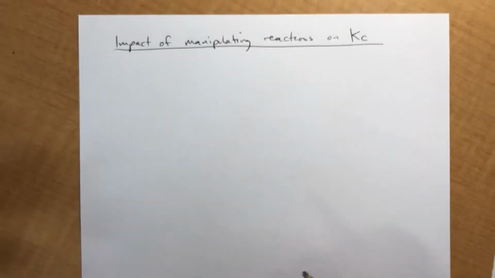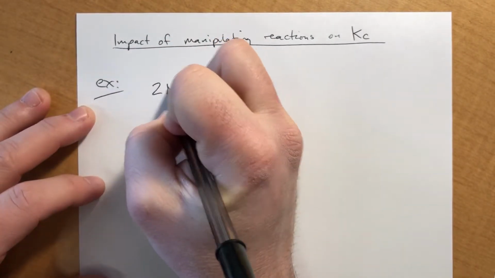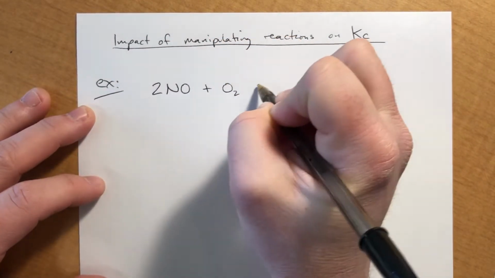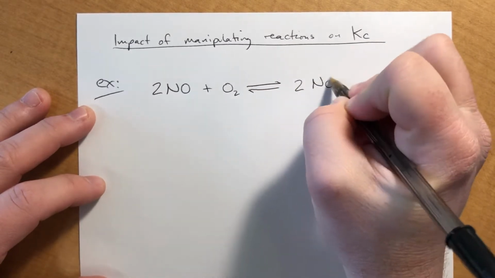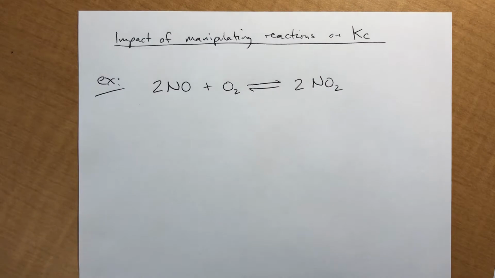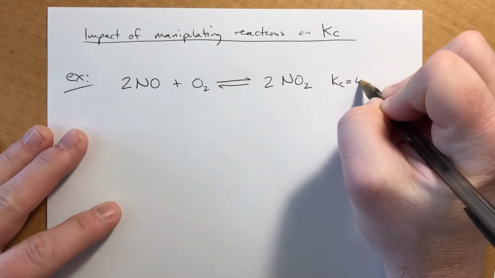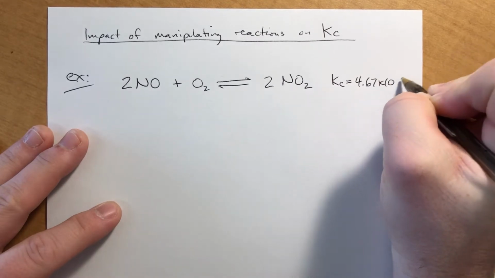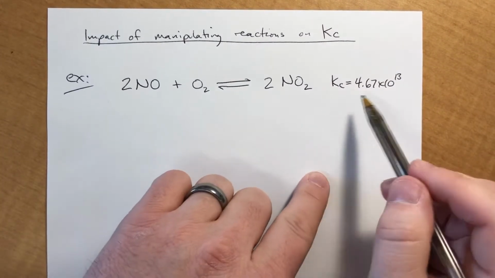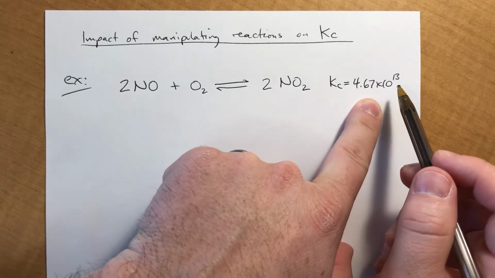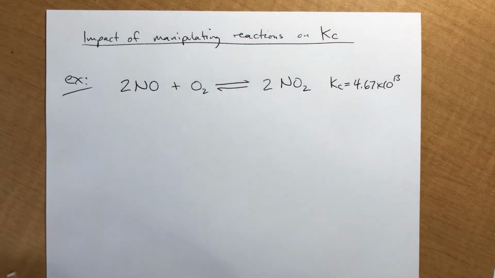So let's just look at an example. Okay, so we have this reaction 2NO plus O2 at equilibrium forms 2NO2. Doesn't even matter what this reaction is, and we have a Kc value. Kc is 4.67 times 10 to the 13th. This is a huge, huge Kc value. Okay, 10 to the 13th is a lot. This is basically like 4 with 13 zeros after it.